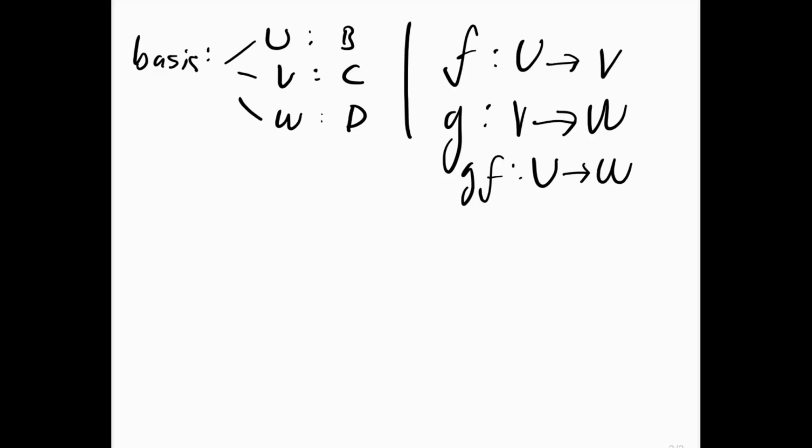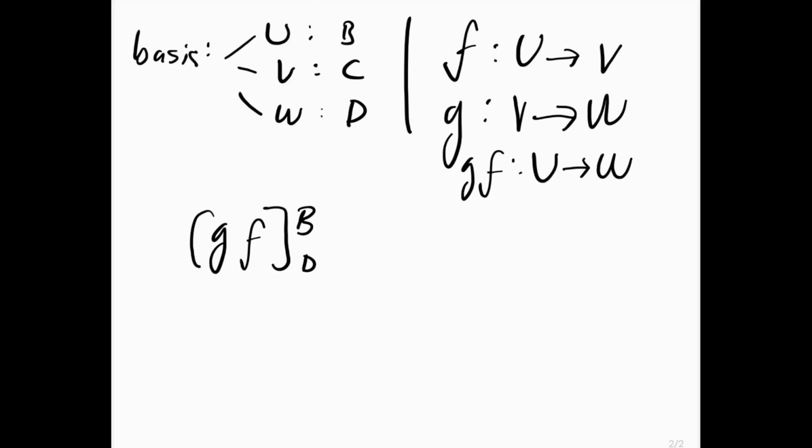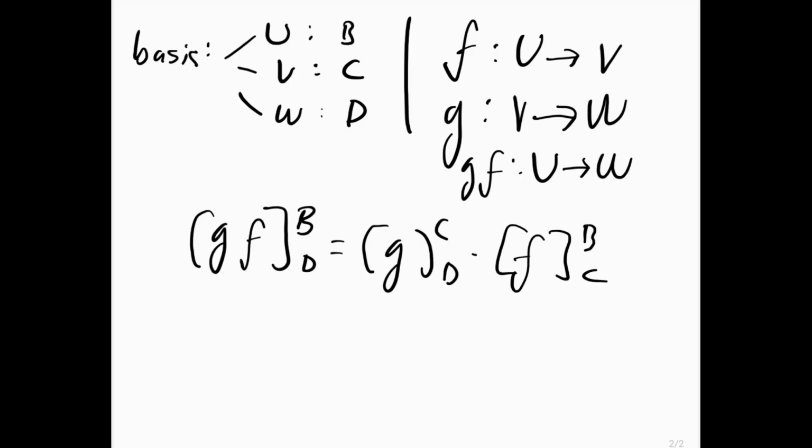granted that they are finitely generated, all right, and they have the bases as stated, then the matrix of GF, this composed linear map, with respect to bases B and D, should actually be equal to G with respect to C and D times F with respect to B and C. And so let's do the proof for this statement.